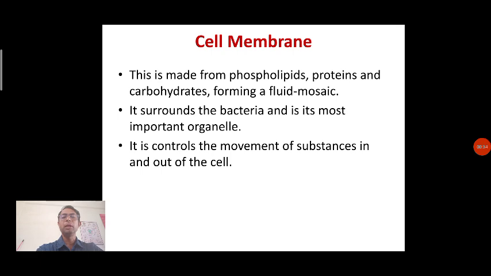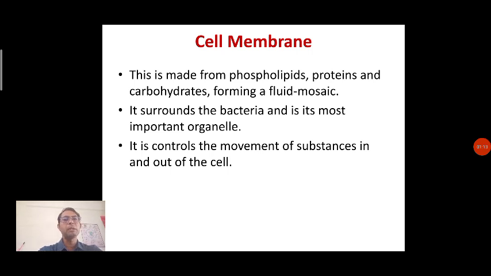the cell membrane. Now the cell membrane is the innermost part of the cell, which is located just behind the cell wall, and it is protective in nature. Cell membrane is made from phospholipids, proteins and carbohydrates, forming a fluid mosaic type of structure. It surrounds bacteria, and it is most important in the bacterial cell. It controls the movement of substances in and out of the cell.